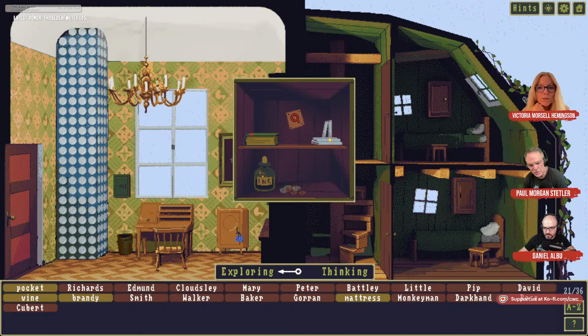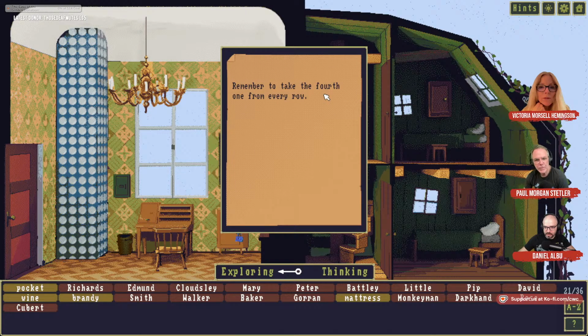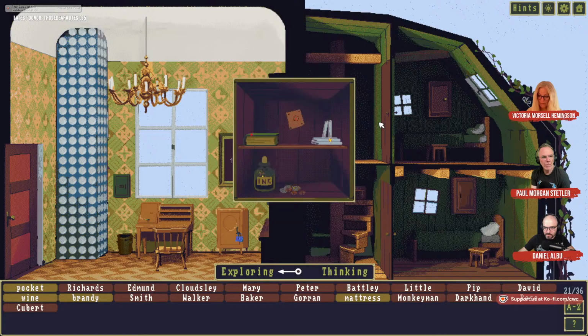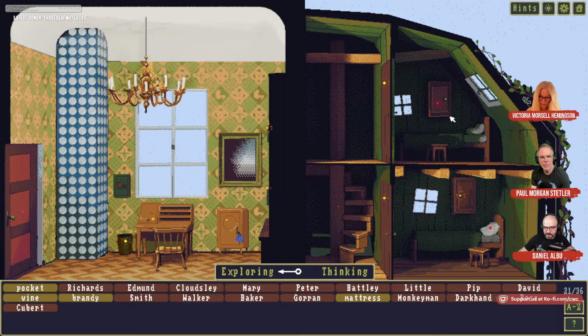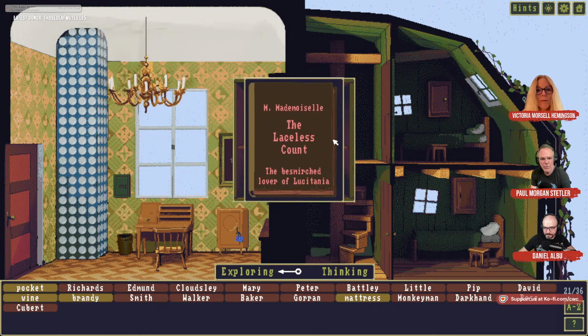Think so. Star Child, remember to take the 4th one from every row. Write that down, Tori. I am. Stack of candles, 3 shillings and 2 pence, an ink pot. Mademoiselle, the laceless count, the besmirched lover of Lusitania.